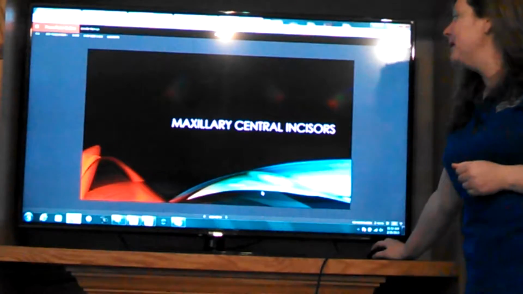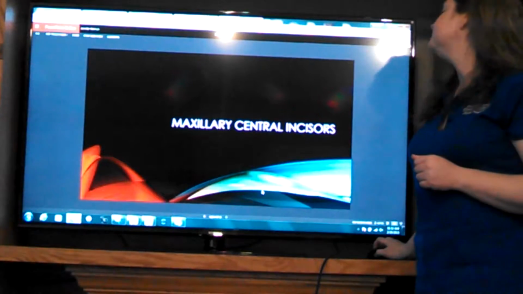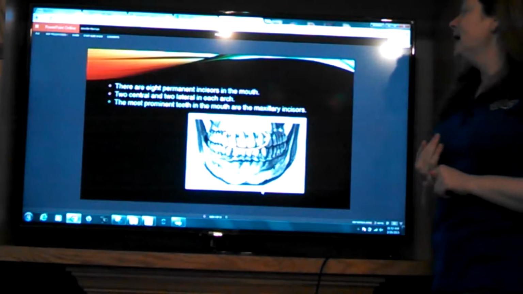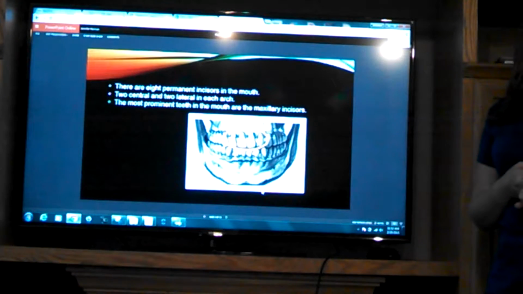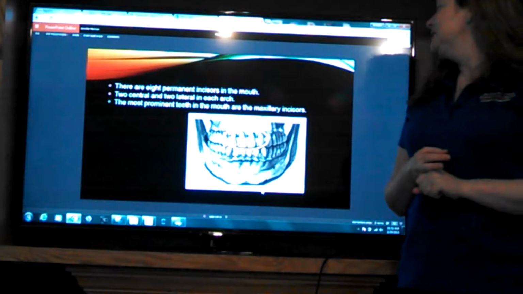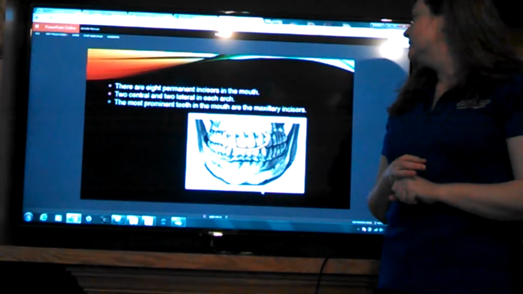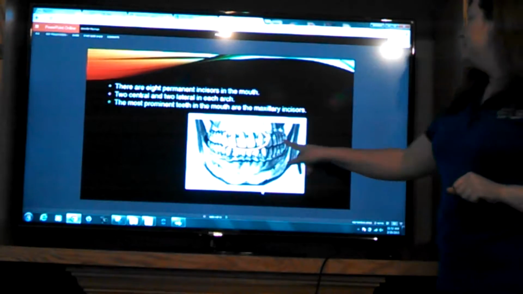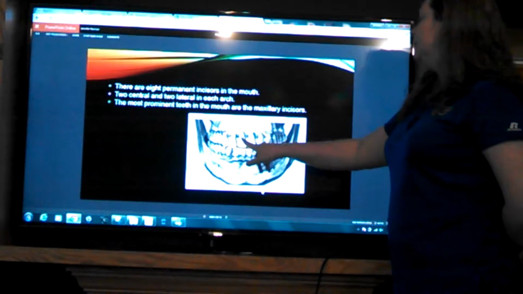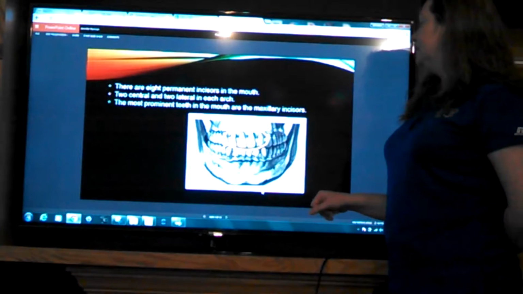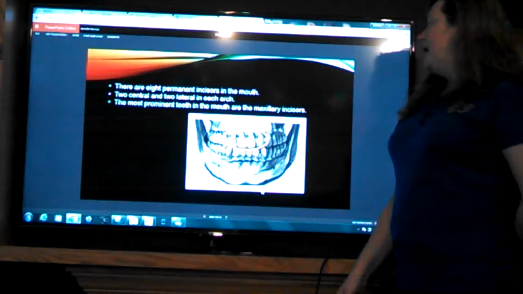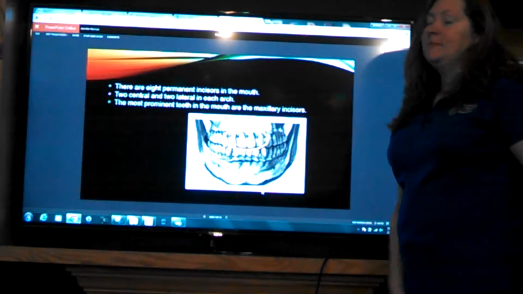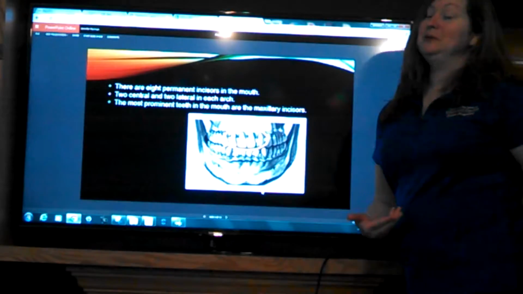So first we'll start off with the maxillary central incisor. There are 8 prominent incisors in the mouth. There are 2 centrals and 2 laterals in each arch. The most prominent teeth in the mouth are the maxillary central incisors. Here in yellow we have the anterior teeth, the laterals and centrals for the maxillary teeth, and down below are the centrals and laterals. The most prominent teeth are the maxillary incisors, and those are the ones that we see when we smile.